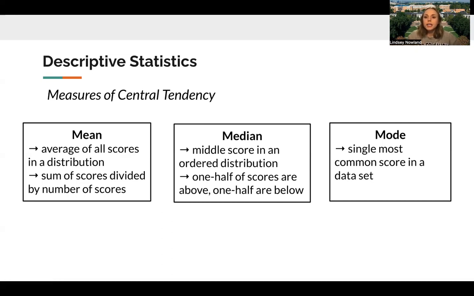So the mode is the single most common score in a data set. So you might plot all of your different data points, and you're just counting how many times the score 25, for example, came up. How many participants reported 25 years old? How many participants reported 17 years old? Things of that nature. So the most commonly reported score in the data set.